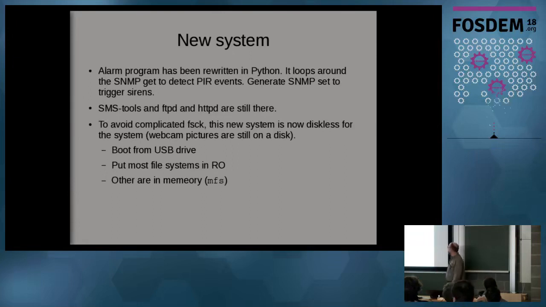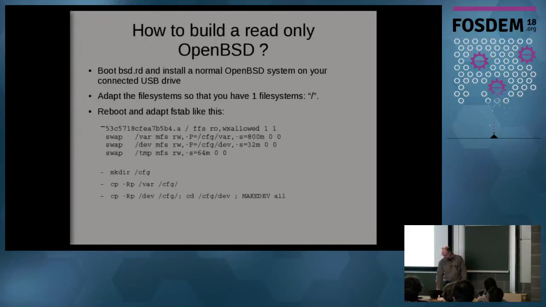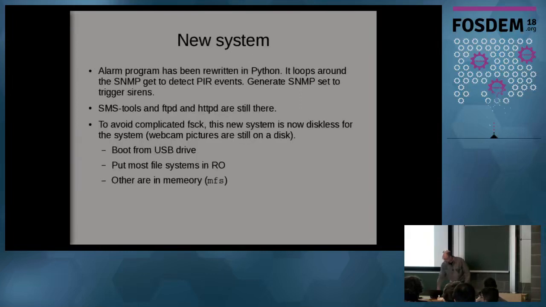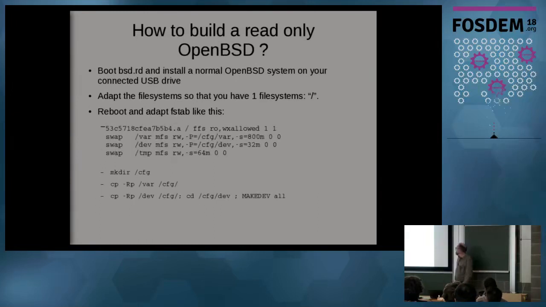So my idea was to remove the write option on the disk, so build a read-only system. There is a very good project called FlashRD, which tackles this problem. But instead of using FlashRD, I built it myself. And to build such a system with OpenBSD is quite simple, in fact.